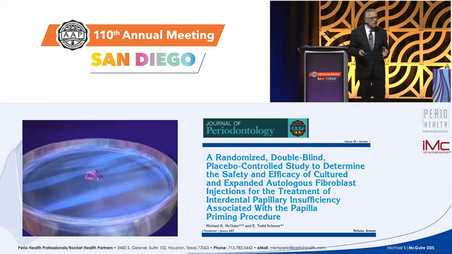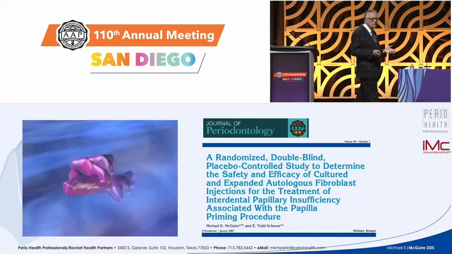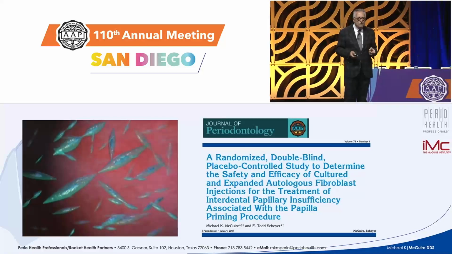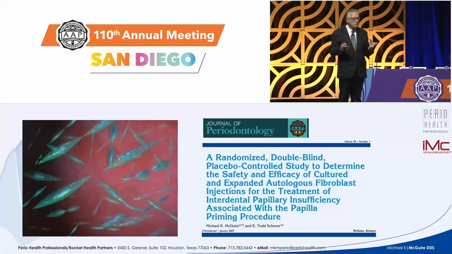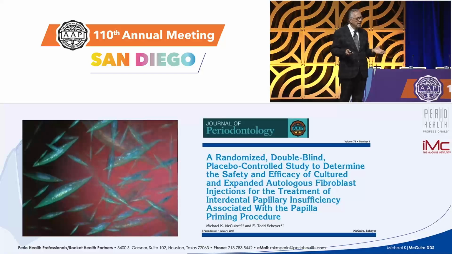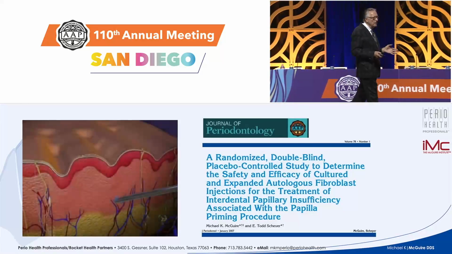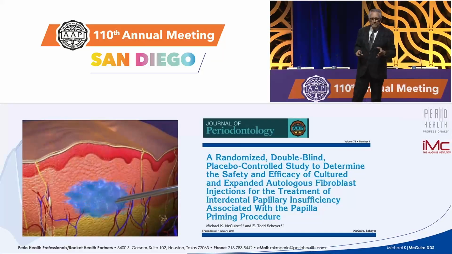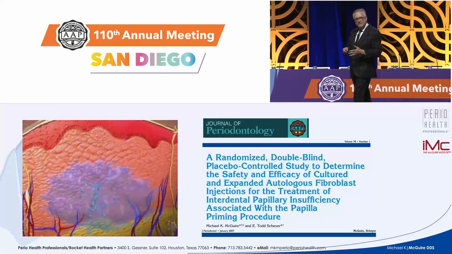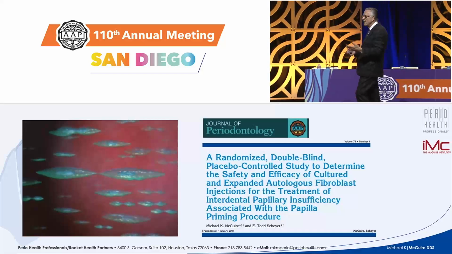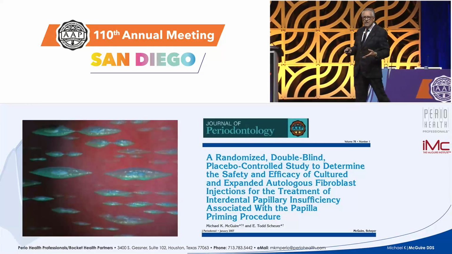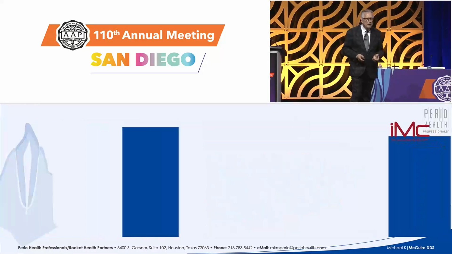We're going to do what we term the papilla priming procedure, and that is just a small surgical insult into the papilla to get a little swelling, to give us room to be able to inject. And we're going to come in then and inject into the papilla, not a filler, but the patient's own living fibroblasts. These fibroblasts set up housekeeping, they produce collagen and thicken the dermis, closing the open interproximal space.